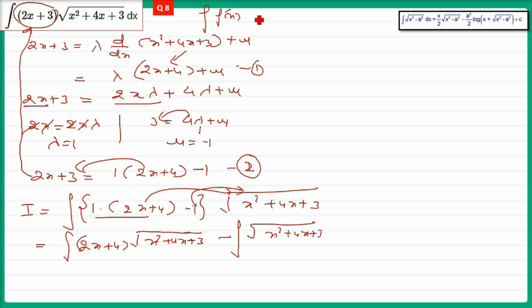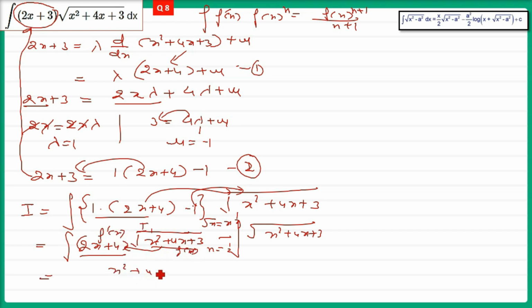Now you know that the integration of f dash x into f x to the power n is f x to the power n plus 1 divided by n plus 1. This is a direct result which we can employ in the first part. We call it I1. Under root x is simply x to the power half, so we have n equals half here. 2x plus 4 is the direct differentiation of x square plus 4x plus 3. So I1 will be equal to x square plus 4x plus 3 raised to the power 3 by 2, because n plus 1 is half plus 1, which is 3 by 2, and divided by n plus 1, which is again 3 by 2. It goes up and becomes 2 by 3. And then please remember it is negative also.